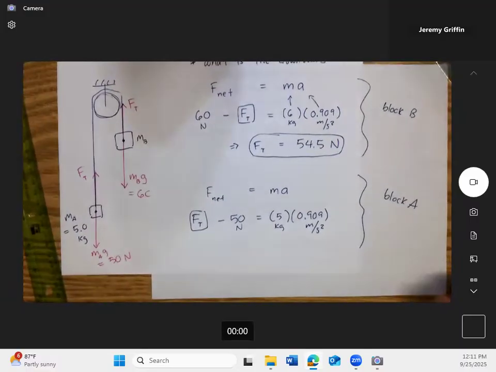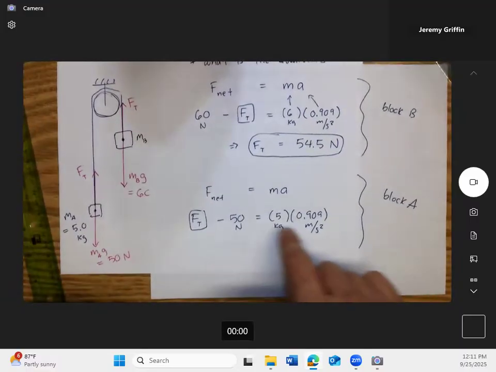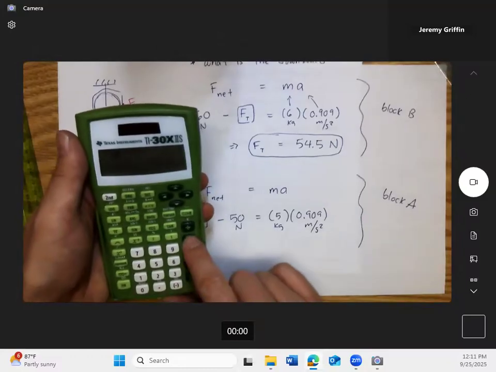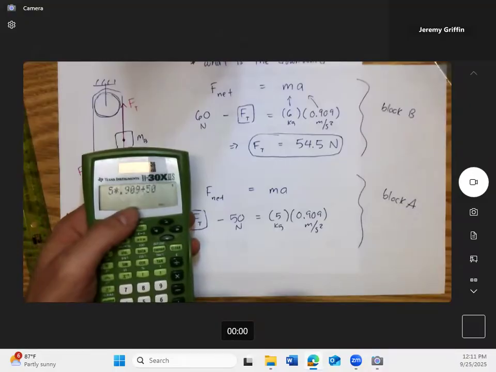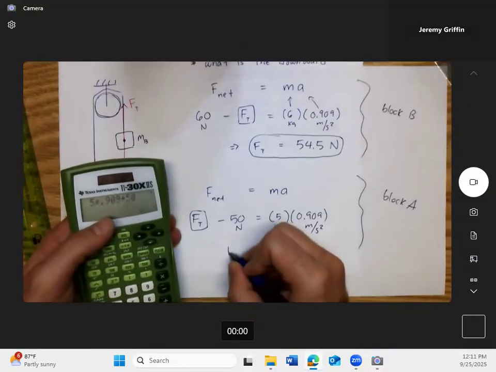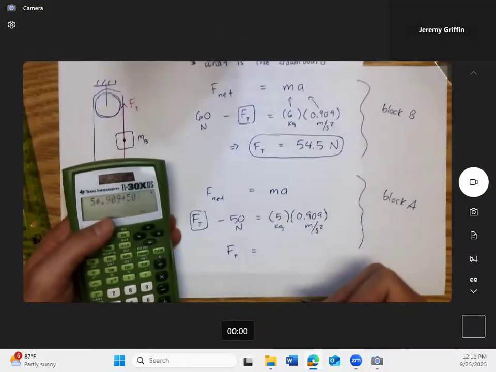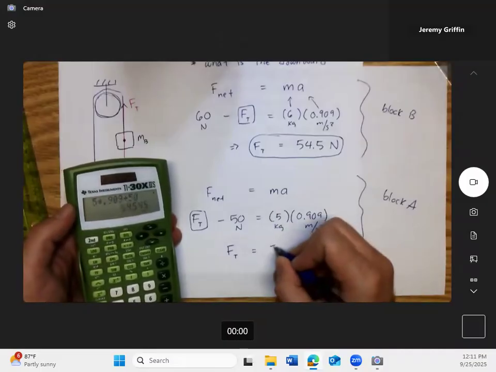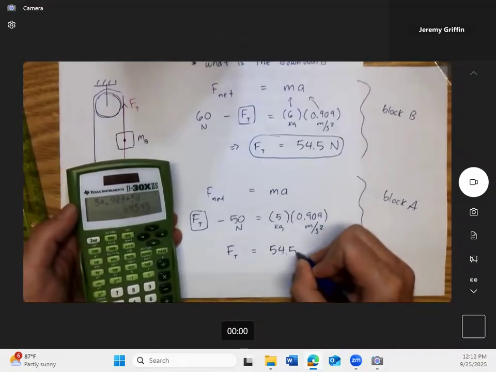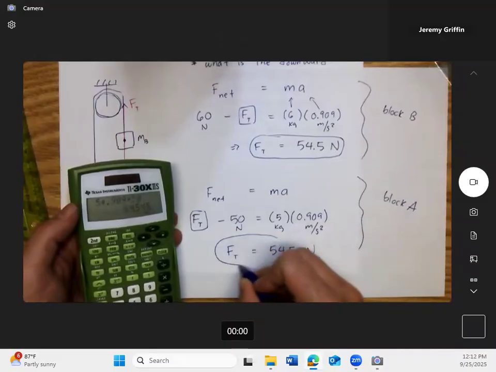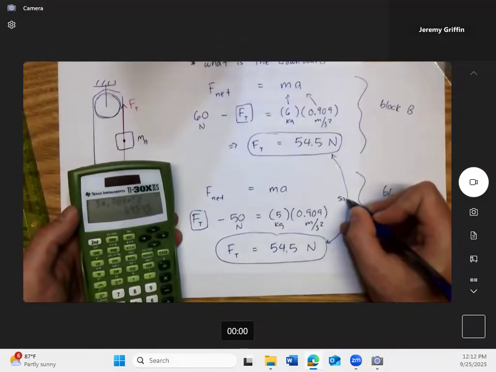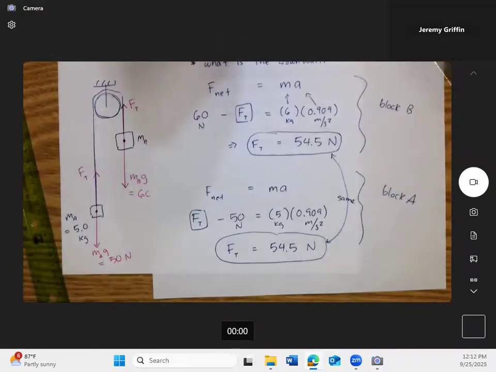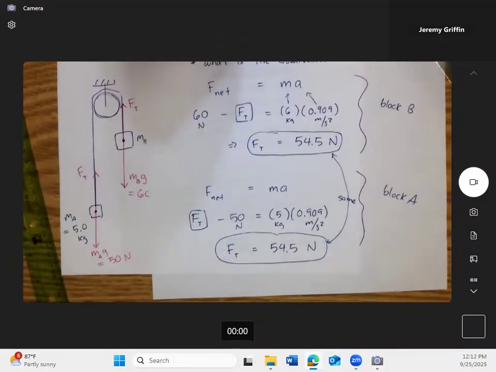So all I have to do is add over 50. So what is 5 times 0.909 plus 50? Guys, if you're following, when I hit enter, I better get what on my calculator screen? 54.5 newtons. Oh yeah, it's the same thing. It was always going to be the same. It is every time. See, same thing. Okay, good.